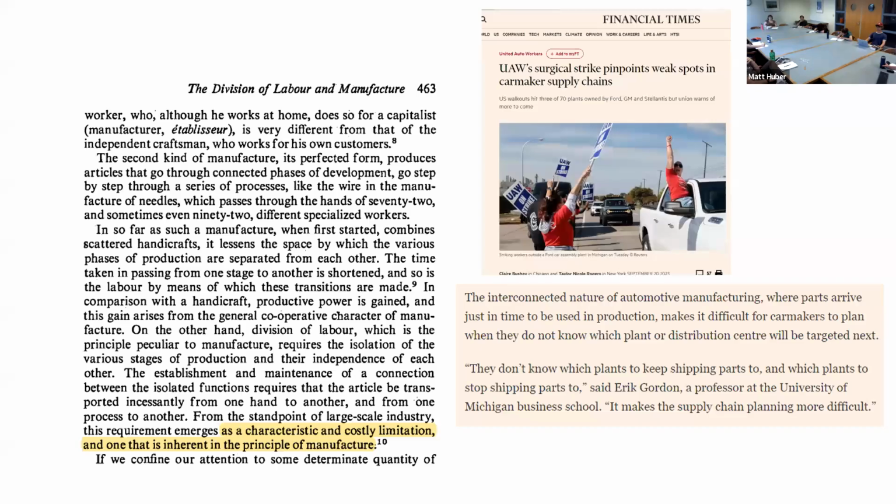And again, although you might think Marx is saying that large scale industry comes and just destroys the vulnerability of capital to the division of labor, it's still there, right? The capital's still reliant on this interconnected network of workers, right?